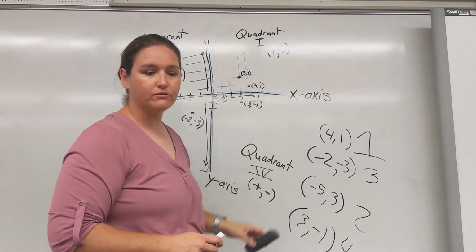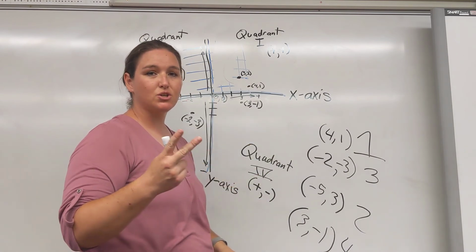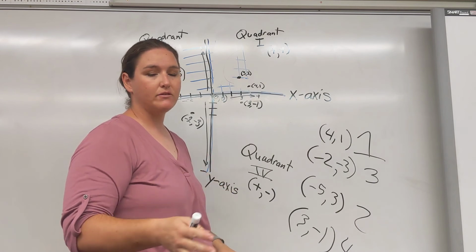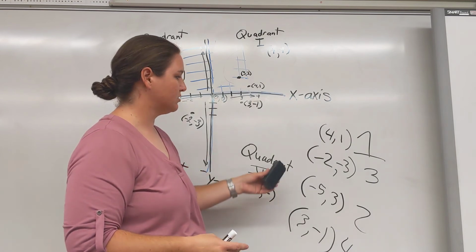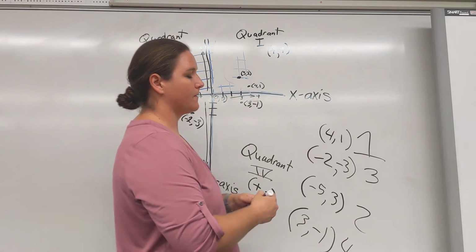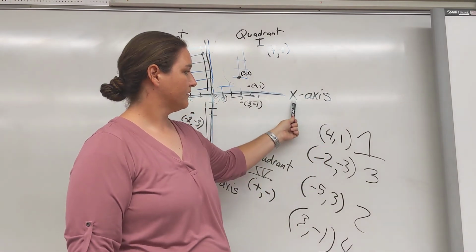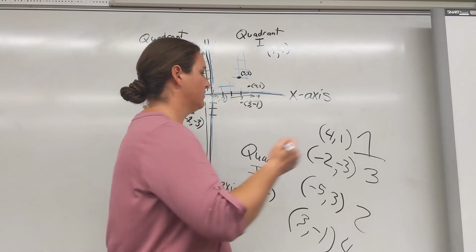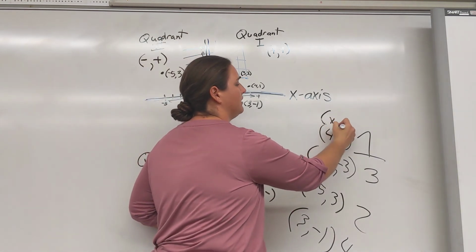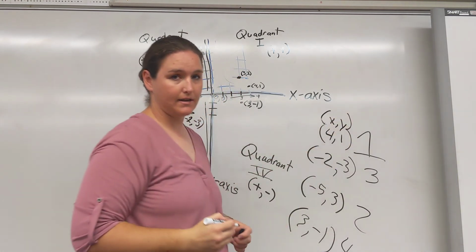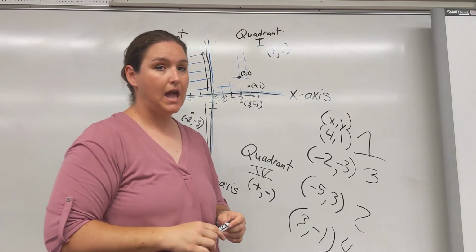Watch this video several times. See if you can pick two numbers. Maybe have your mom, dad, brother, sister pick two numbers. Remember that our first one is our x-axis, and our second one is our y-axis. Okay? And it can be 0.